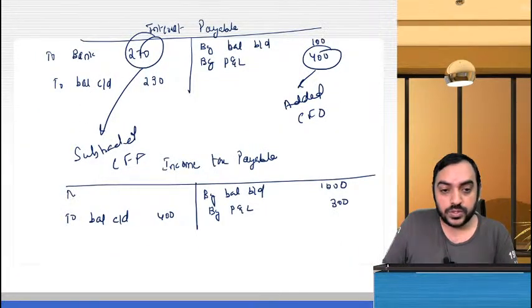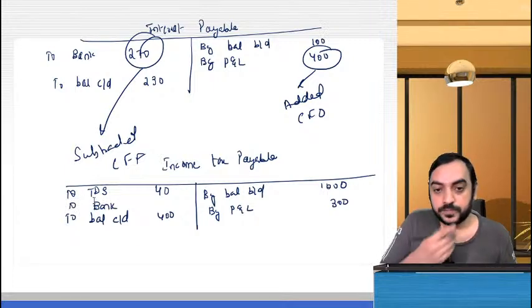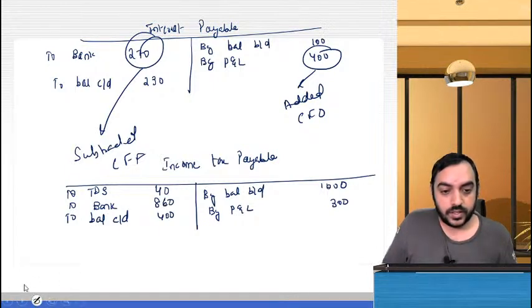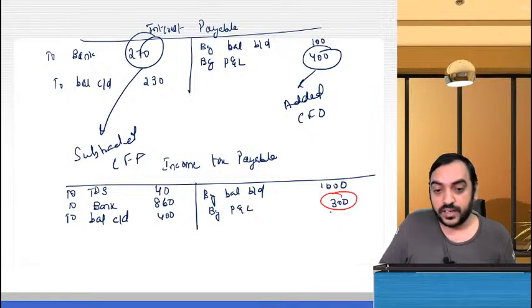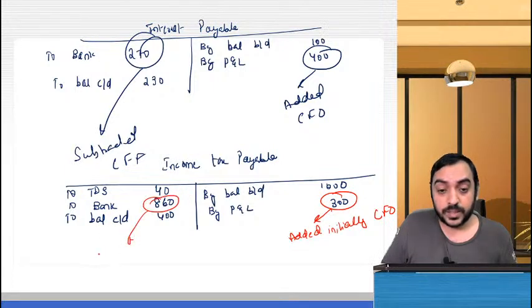So we write to TDS 40. Balancing figure to bank, that comes to 860. So the P&L account 300 will be added initially in cash flow from operating activities. This will be paid or subtracted at the last, subtracted at last in cash flow from operating activities.